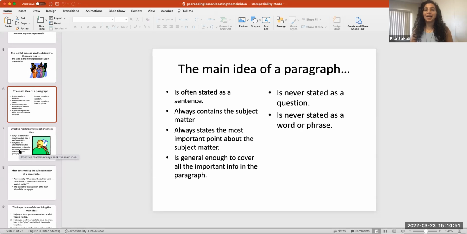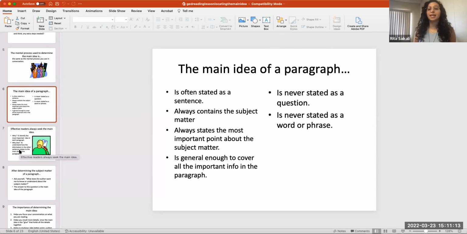So the main idea of a paragraph is usually stated as a sentence. Usually it's its own sentence, and it is typically, like I said, the beginning of the paragraph, okay? Because after that, we tend to put the supporting details, like why are you telling me all of this, right? So we give people examples.